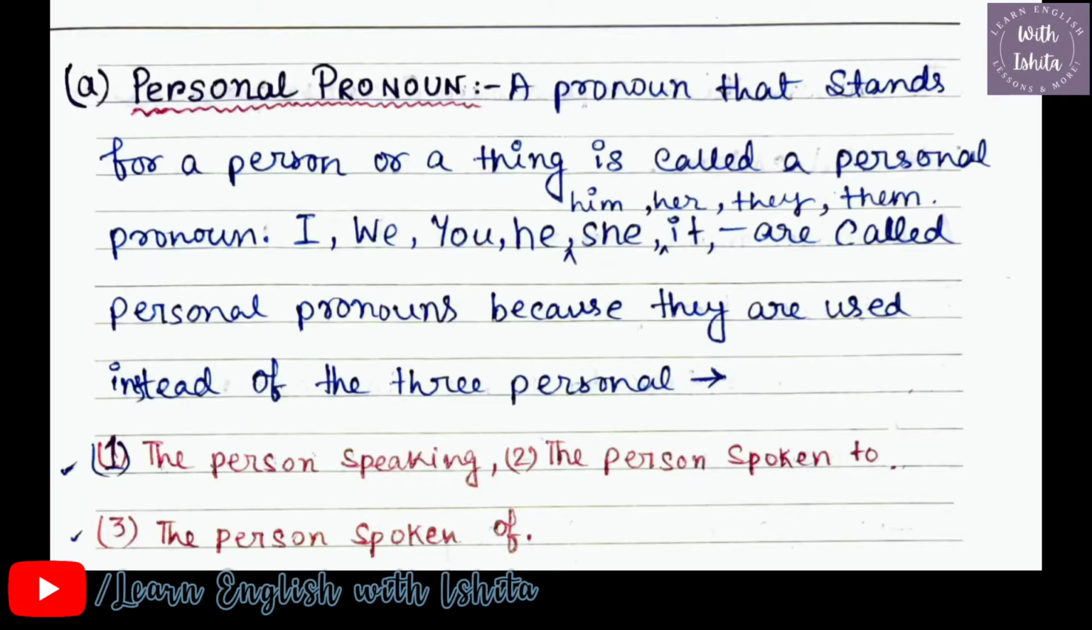Now first I will discuss personal pronoun. So what is personal pronoun? A pronoun that stands for a person or a thing is called a personal pronoun. I, we, you, he, she, him, her, they and them are called personal pronouns because they are used instead of these 3 persons: 1, the person speaking, 2, the person spoken to, and 3, the person spoken of.